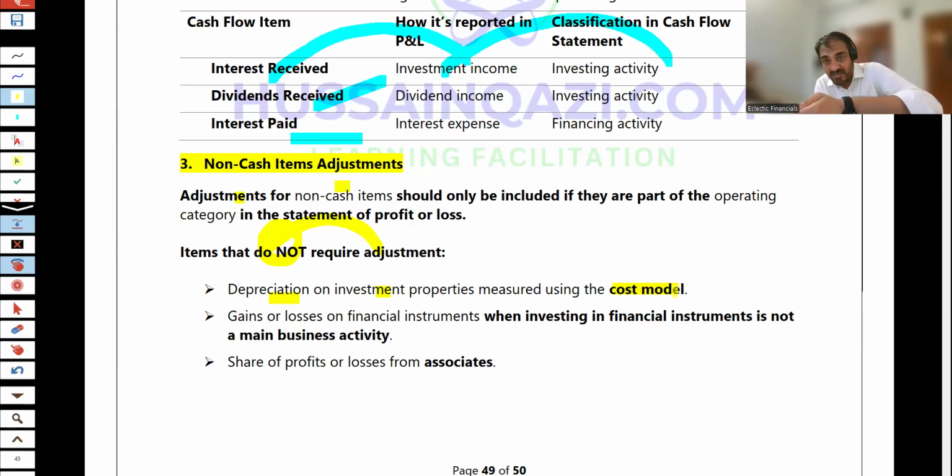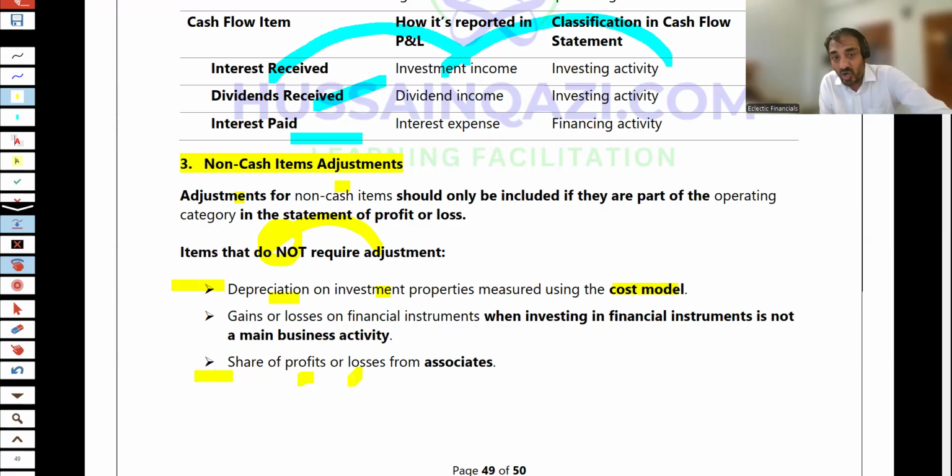We have started the cash flow from operating activity from operating profit. So the investment property depreciation does not affect the operating profit. That means there is no need to make any adjustment for cash flow. It's no need to withdraw. Same case, third one.